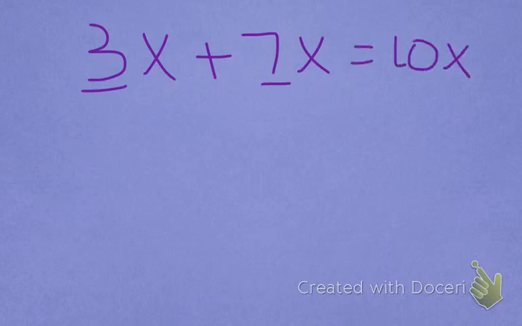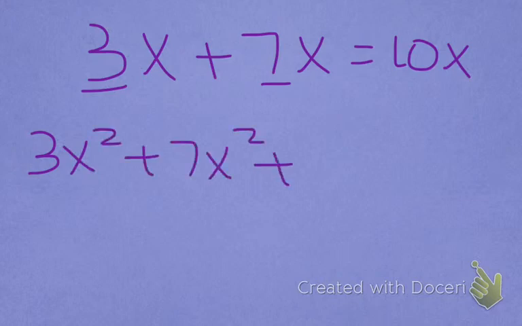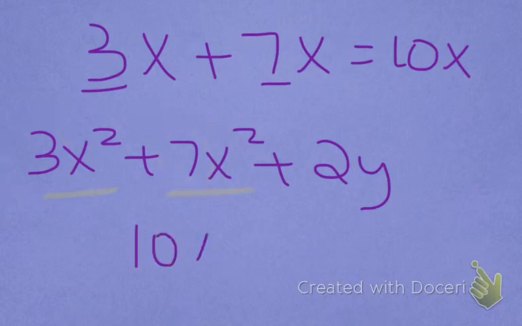So if I have 3x squared plus 7x squared plus 2y, which ones are like terms? These two. And so we can combine those. We have a 3 and a 7, we combine those together to be 10. Now, careful. Did we make the x squared to be 10x squared over here? No, we didn't. Because this said I had 3 x's and 7 x's for a total of 10 x's. This says I have 3 x squareds and 7 x squareds for a total of 10 x squareds.